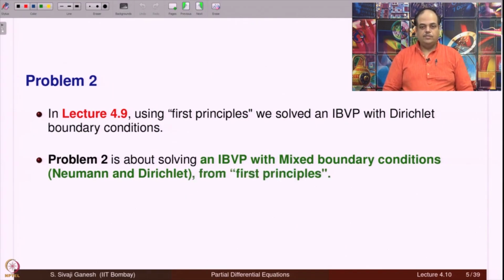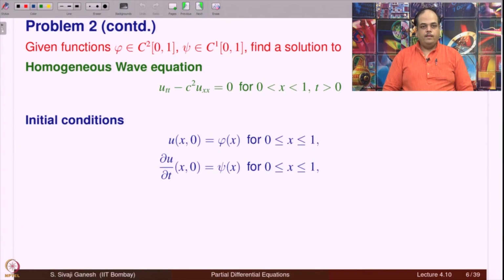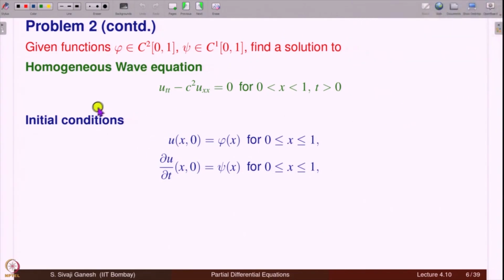Once again we want to solve this using first principles. So, given phi which is C2 on [0,1], psi which is C1 on [0,1], find a solution to the homogeneous wave equation, and initial conditions are as usual. Initial displacement is phi, initial velocity is psi.